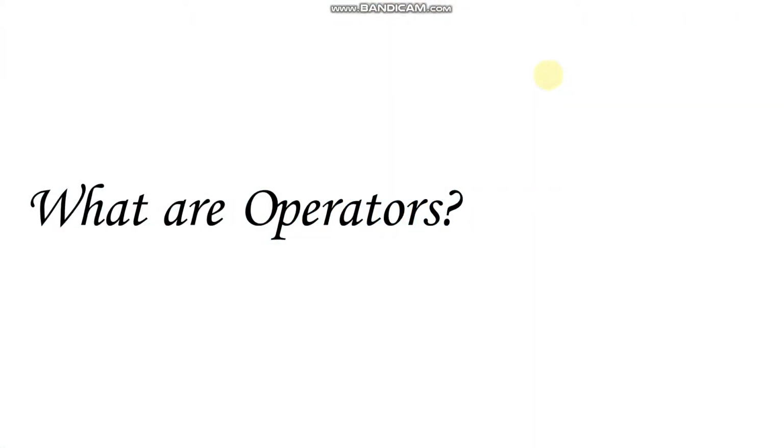So, what are operators? Basically, operators are special symbols that perform specific operations on one, two, three or n number of operands and then return a result. There are four types of operators in Java: relational operator, logical operator, assignment operator, and the most frequently used operator, the arithmetic operator.